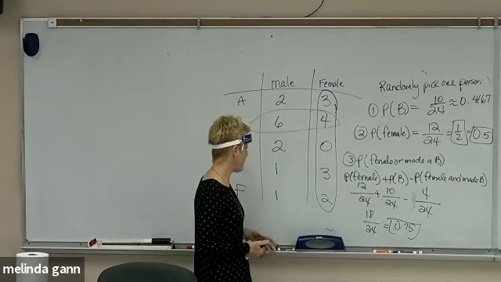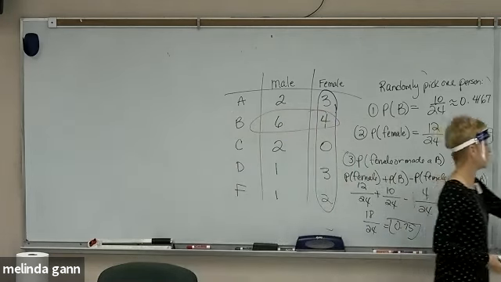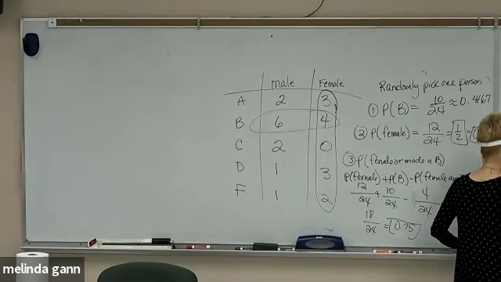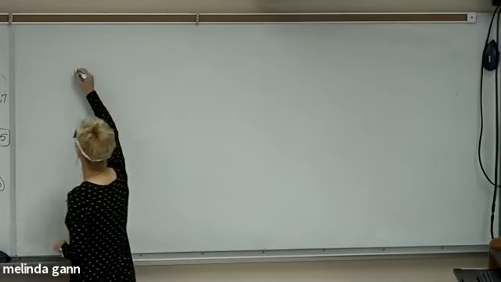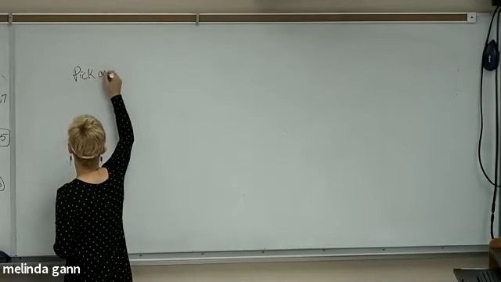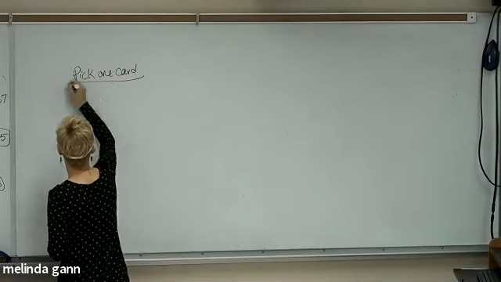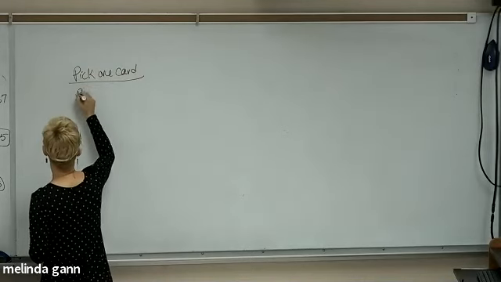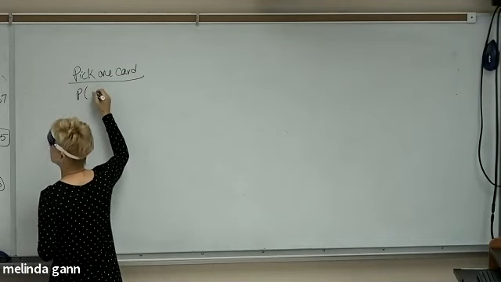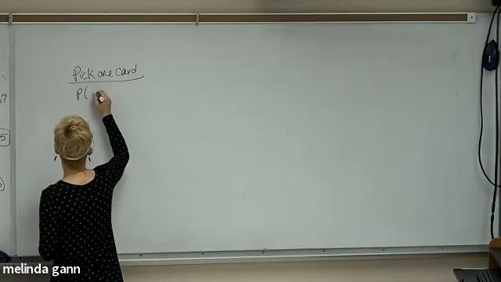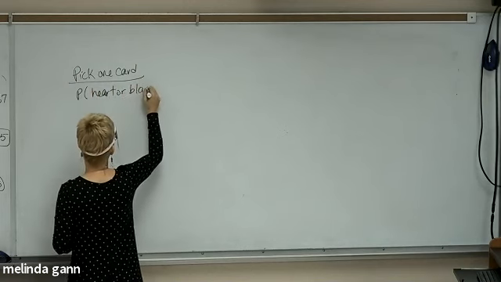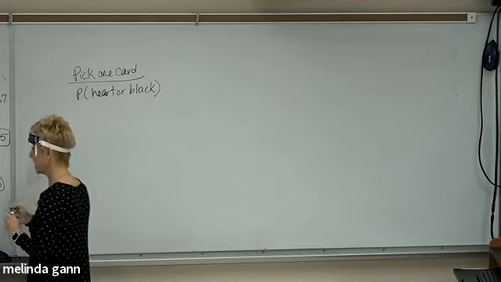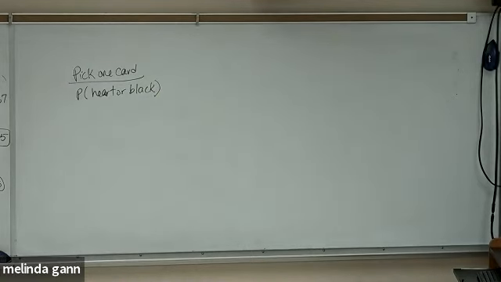Now, do this one more for me from that card, and then we're going to move on to a different connected word. All right, so let's do this one. Again, you're going to pick one card from a deck. So I want you to do this one. I want to know the probability that it is a heart or a black card. Okay, the probability that it's a heart or a black card.